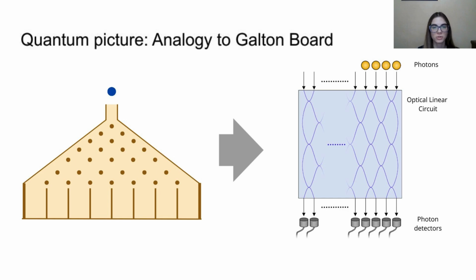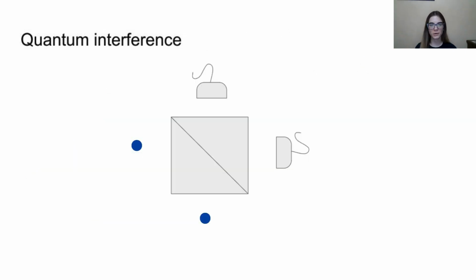You substitute the balls for photons, the wooden board with pegs for an optical linear circuit made with beam splitters and phase shifters, and the bins for photon detectors that will tell you if there is a photon or not. However, having the Galton board in mind is not enough to understand how boson sampling works.